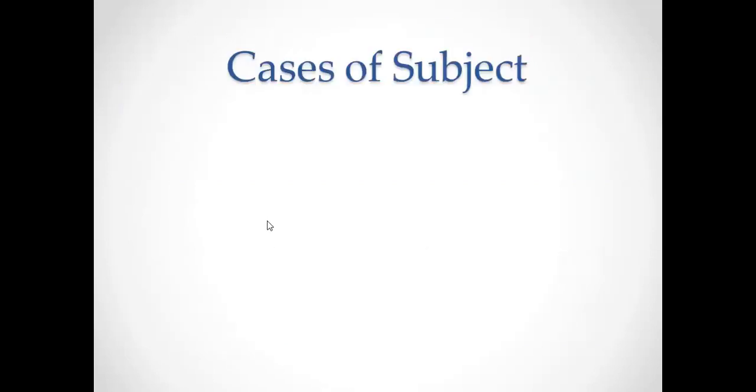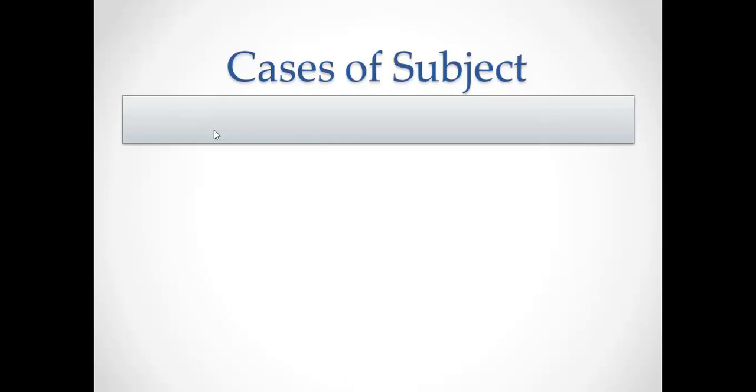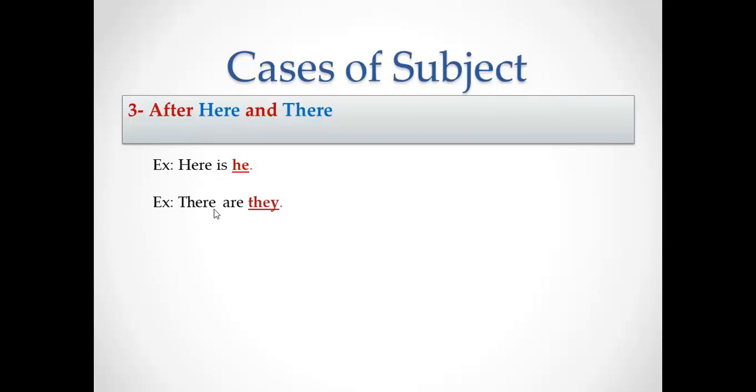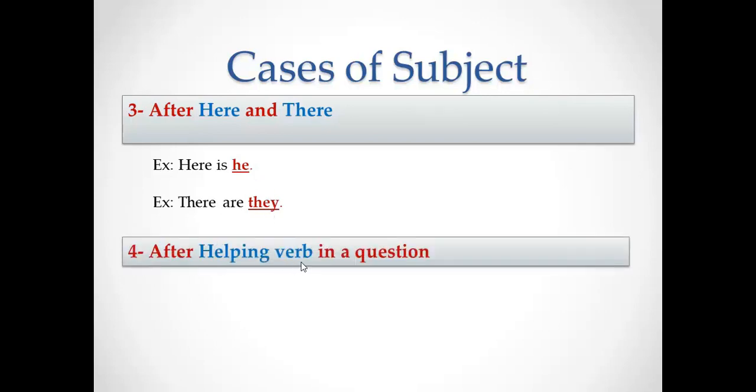Number three, cases of subject also, after here and there. Here is he. There are they. The subject is not here or there. The subject is he. I can say he is here or they are there. This is the subject, and the one in red is the subject. Number four, after helping verb in a question. What does it mean? When I'm going to ask you a question, what did he see after the storm?